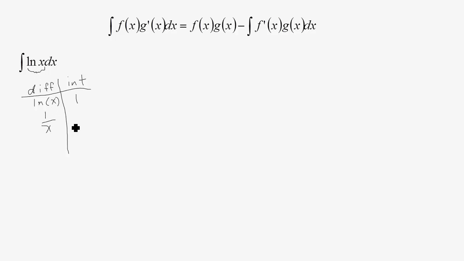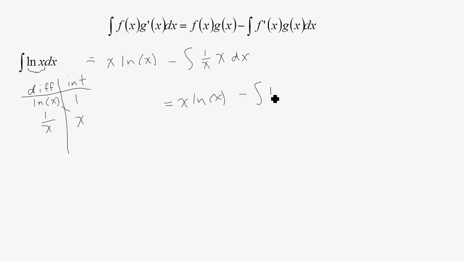If I differentiate ln x, I get 1 over x. If I integrate 1, I get x. Remember the pattern. This formula says, here's f, this is g prime, this is f prime, that's g, so you're going to trade in the integral of f g prime for f g, that's this diagonal product, minus the integral of f prime g. So we're trading this in for x ln x minus the integral of 1 over x times x dx.